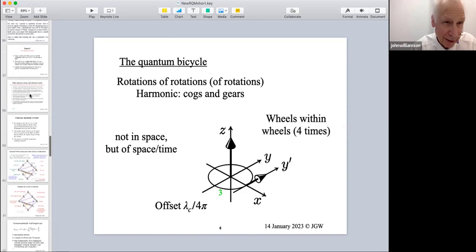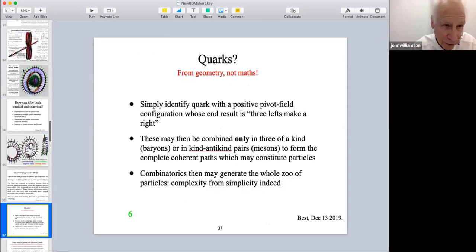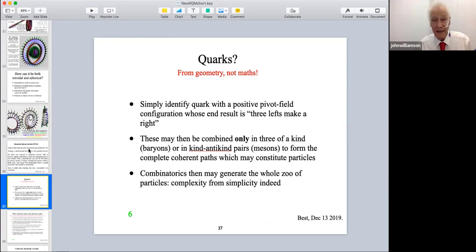Right. Okay. Where were we? I'm not at quarks yet. Oh, yes, I am at quarks. Yes. Okay.